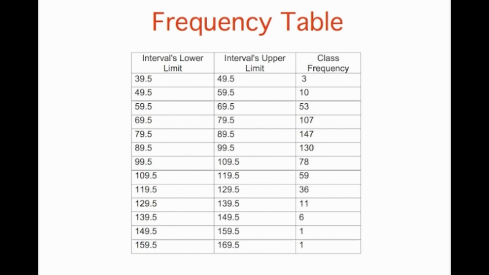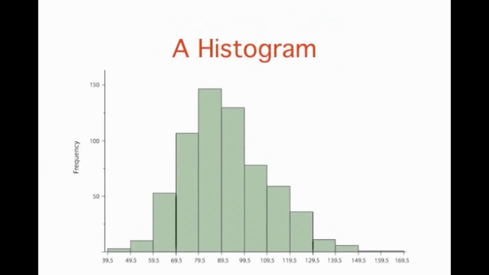Now we are ready to create our histogram from this frequency table. We simply need to change the frequencies into bars. We changed the frequency counts into bars of various heights, and here's the resulting histogram. The first interval extends from 39.5 to 49.5 and includes 3 scores. The interval with the most scores, 147, extends from 79.5 to 89.5. Importantly, the height of the graph at each interval corresponds to the number of scores in it.